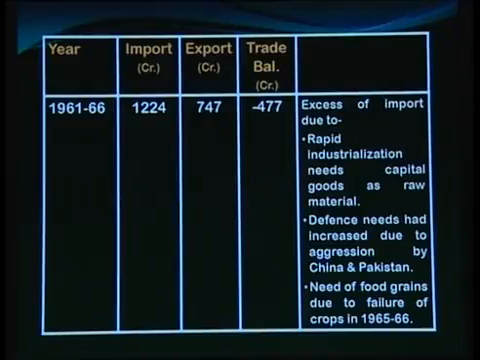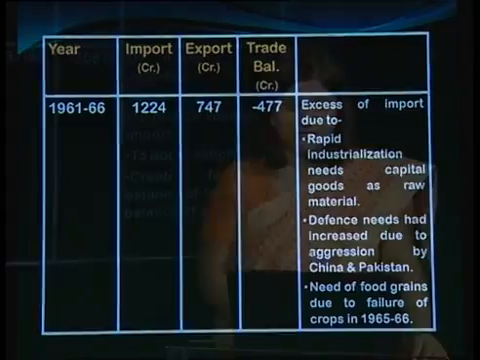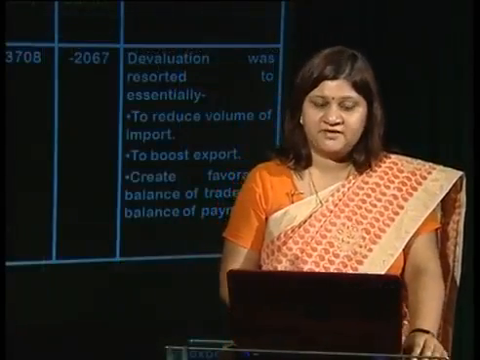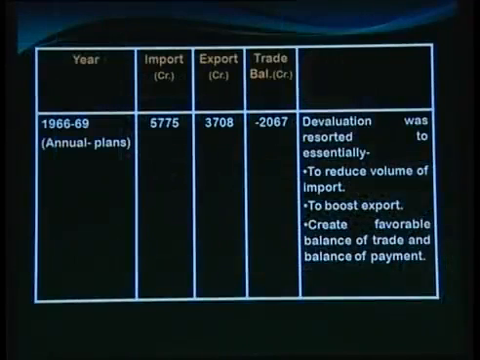Defense needs had increased due to aggression by China and Pakistan. They were the years of war. There was also a need for food grains due to failure in the crops in 1965 and 66. Now, under 1966 to 69, where we have annual plans rather than the 5-year plans, what was the position?